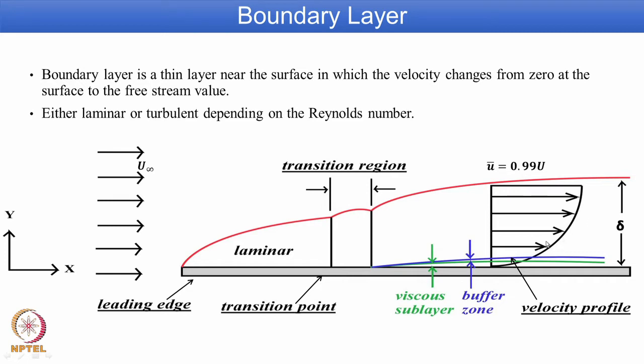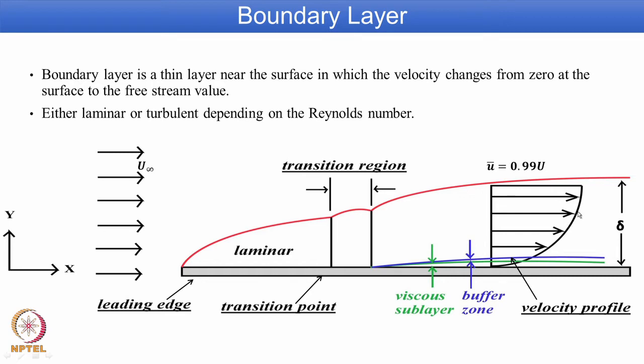So, turbulent boundary layer has three main regions. One is viscous sublayer as marked here, then buffer layer, then log layer, and boundary layer thickness is given by a symbol delta, and boundary layer is defined as the location where velocity is equivalent to 99% of free stream velocity, or the incoming velocity, 0.99 of u infinity. So, boundary layer is a thin region near the surface in which velocity changes from 0 at the surface, as shown here, to the free stream value, as shown here.